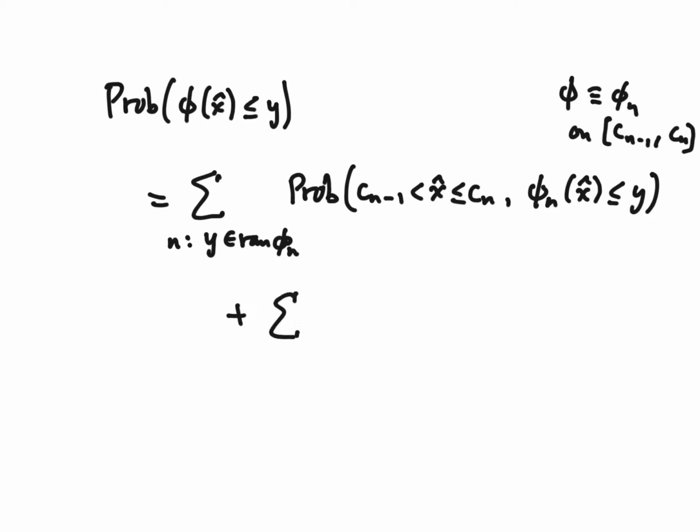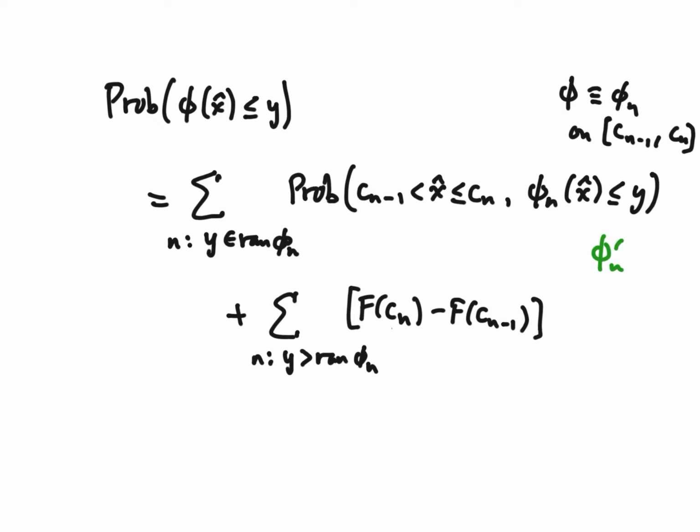Then you have the type 2 terms, which we already know look something like that. Good. Now, let's again distinguish between the terms where phi n is increasing, and let me look at that one first. Let's suppose that phi n happens to be strictly increasing. In other words, phi n prime is strictly positive on the interior of the interval.